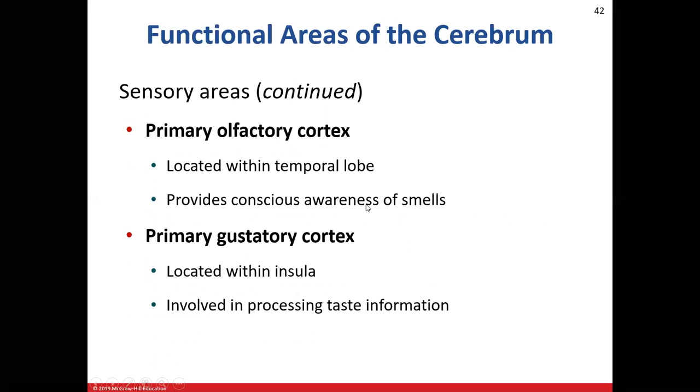We also have the primary olfactory cortex, which is located within the temporal lobe. It provides us with conscious awareness of smells. The primary gustatory cortex is located within the insula, and it's involved in the processing of taste information.